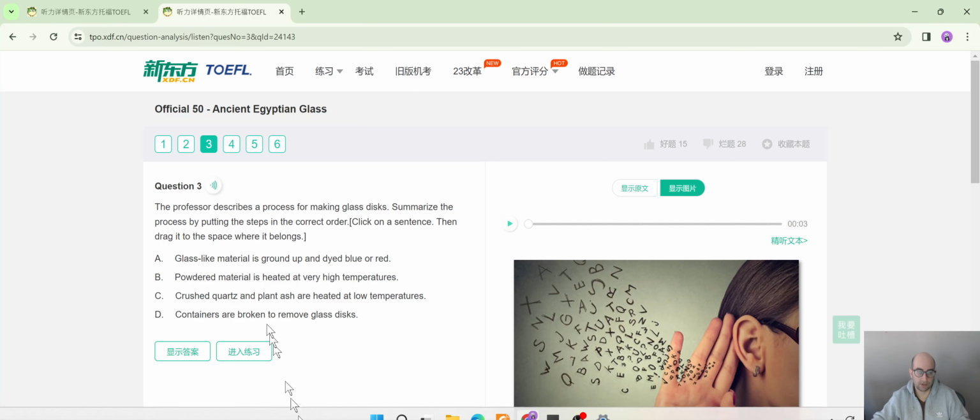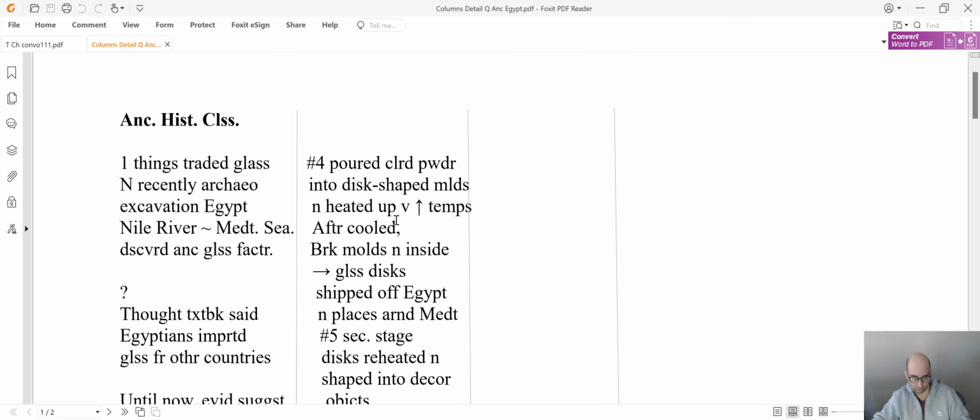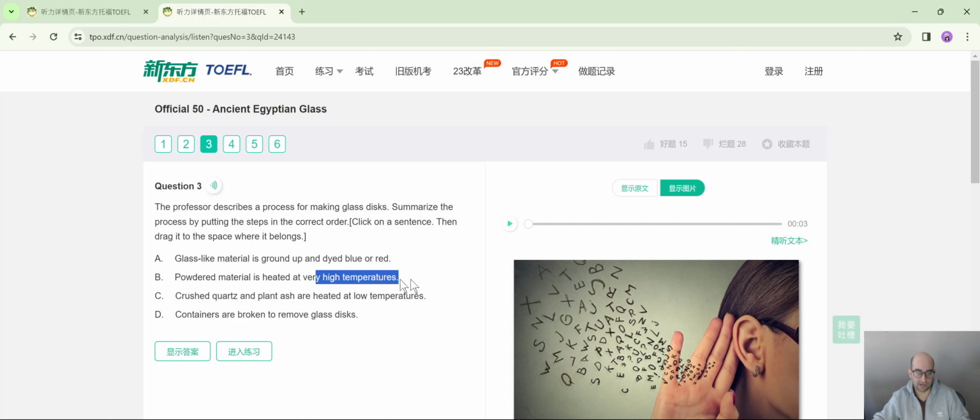Now we're down to B and D. Okay, powder material, but let's just keep reading in order just to be safe. Okay, pour the colored powder into disc-shaped molds. Okay, so disc-shaped molds, and heat it up with very high temperatures. Okay, so disc-shaped molds, heat it up, right? And turned up to those high temperatures. After it was cool, they would break the mold and inside there were glass discs. Okay, so let's see here. Powder material is heated at very high temperatures. Yeah, sounds right. So C, A, B, that leaves D as the last one we put in order. So C, A, B, and D are the correct answers here, okay?